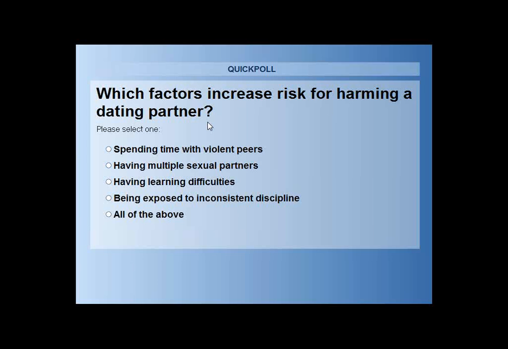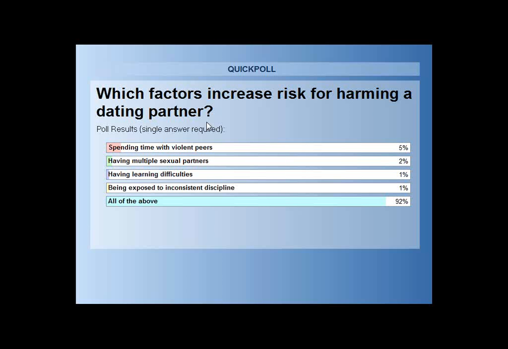Okay, about 10 more seconds. I see a lot of folks are starting to respond. Great. I'm going to close the poll and share the results. As you can see, the majority of you chose all of the above, and that is correct. All of these factors do increase the risk for a partner to harm their dating partner, and additional risk factors include alcohol use, lack of parental supervision, and depression and anxiety.